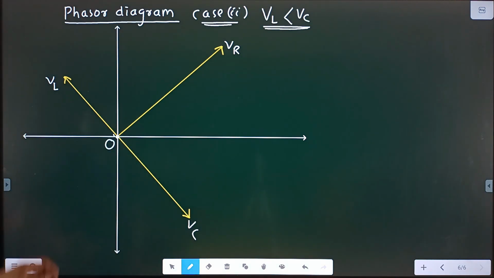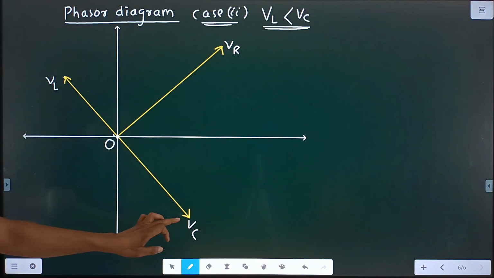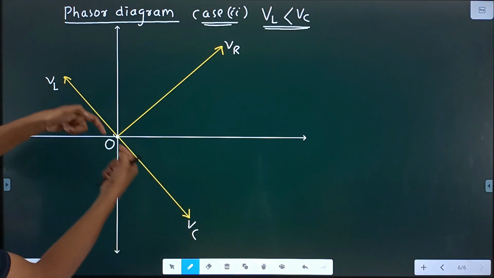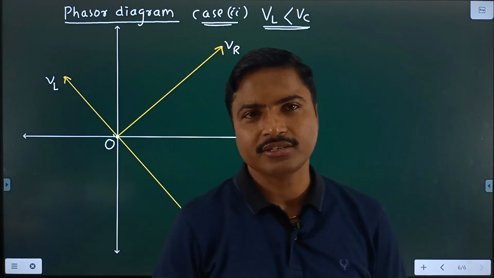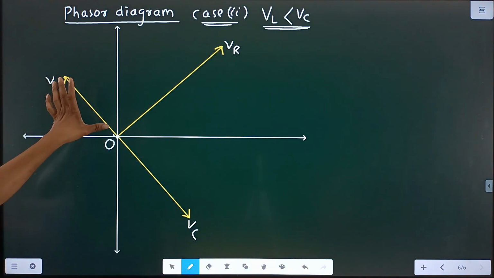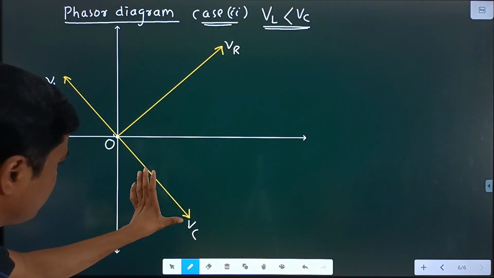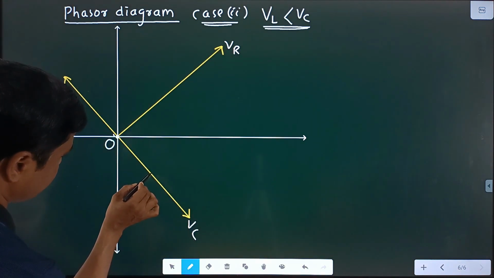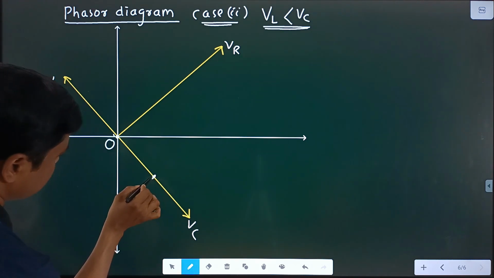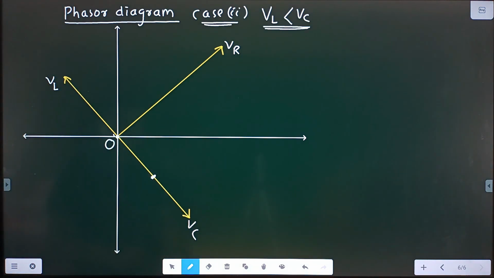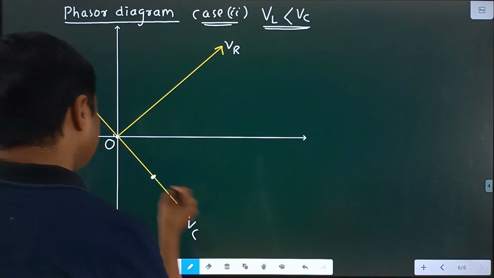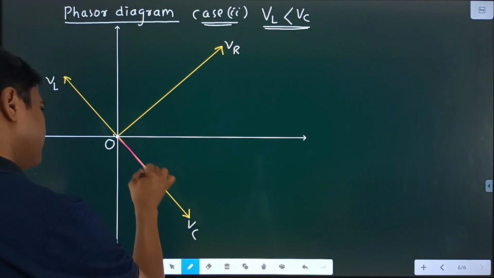And look at the figure. VL vector and VC vector both are in opposite direction. Opposite direction means one is positive and another is negative. So this is the magnitude of VL. Suppose this is the magnitude of VL up to this. Suppose this is also the magnitude of VL. Then this is the remaining part.